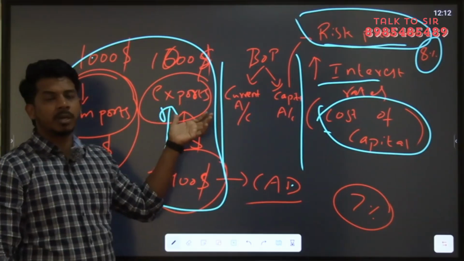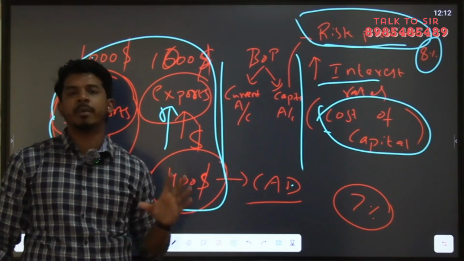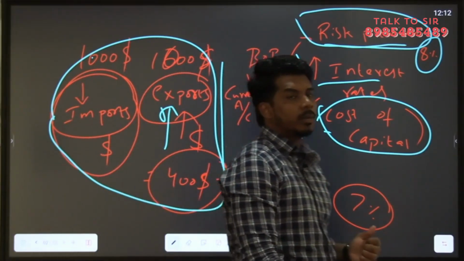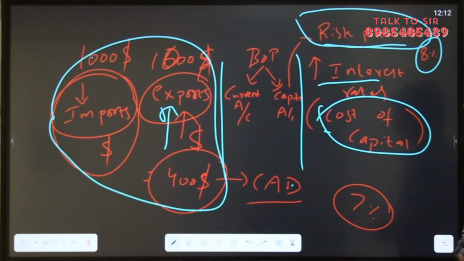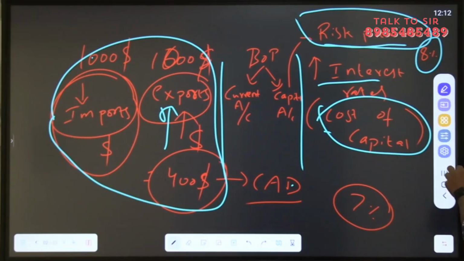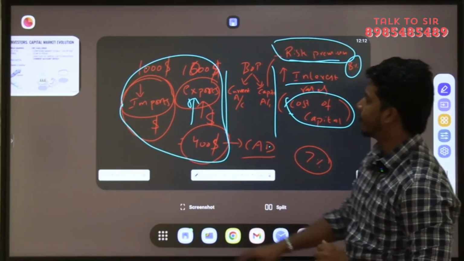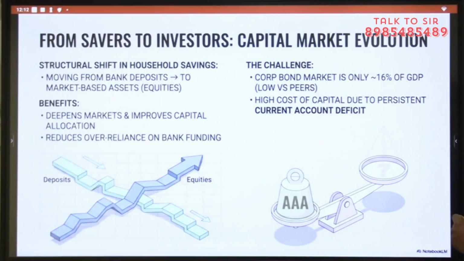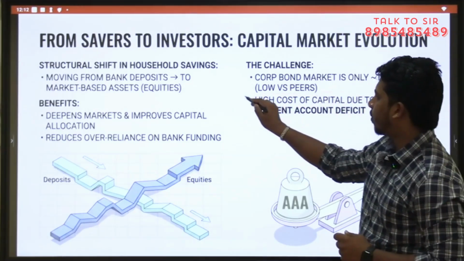How to promote my exports? The best way is to promote our manufacturing sector. This is what the economic survey established in the preface itself. So why is there a high cost of capital in India?